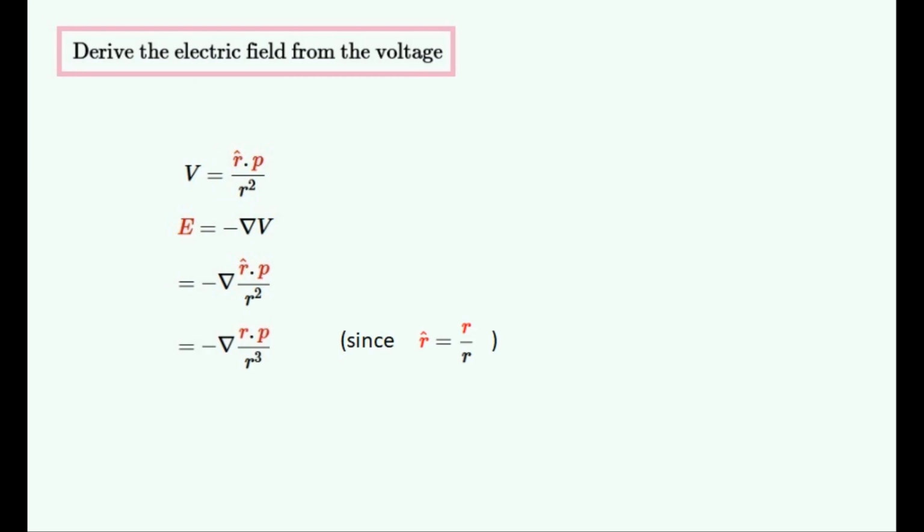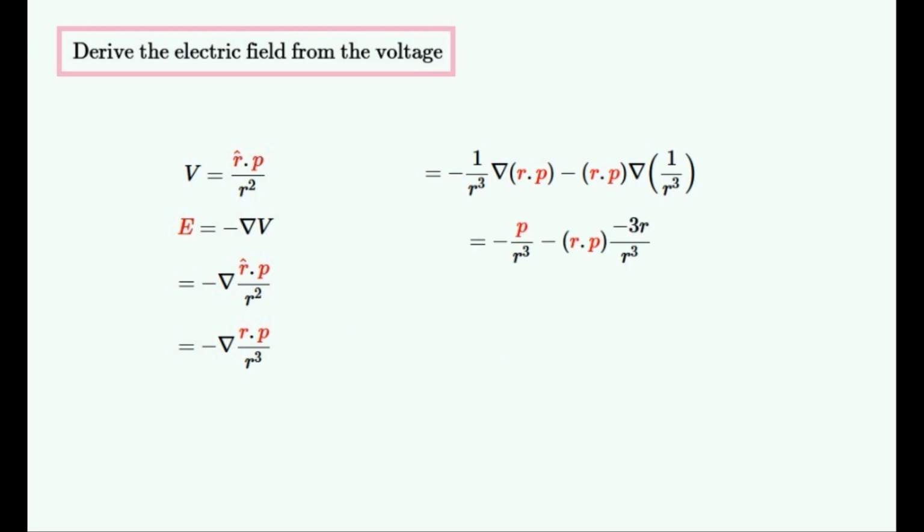Then we can do this subtle step, since r hat is equal to the vector r divided by the scalar value of r. Expanding this expression using the product rule for gradients gives us this. The gradient operator operates on r and not on p, because r represents the position of something in space and p doesn't. And then we can manipulate this equation into this more presentable form.